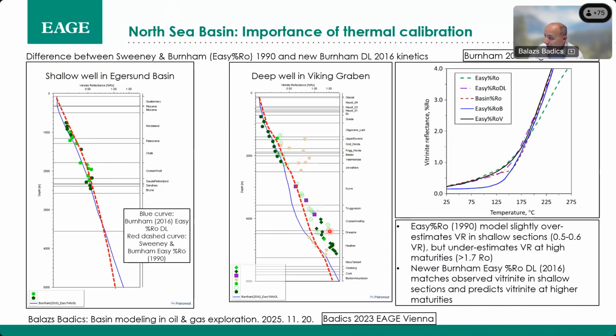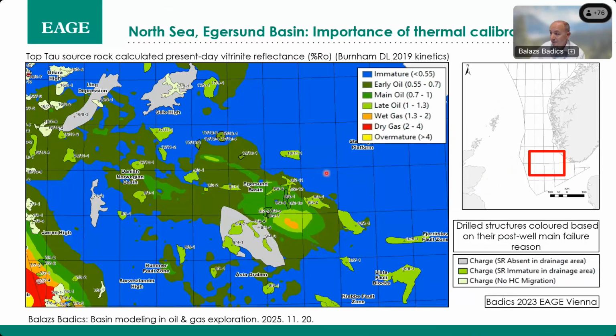But it's very important that when you calibrate to your vitrinite reflectance, you run different kinetic schemes because the results can be different. This one is from the EAGE Talk 23 in Vienna, where now the map is calibrated, or the basin model is calibrated, to the new vitrinite kinetics from Alan Burnham, which is giving you a little bit fewer areas of the early oil, peak oil, and late oil maturity.